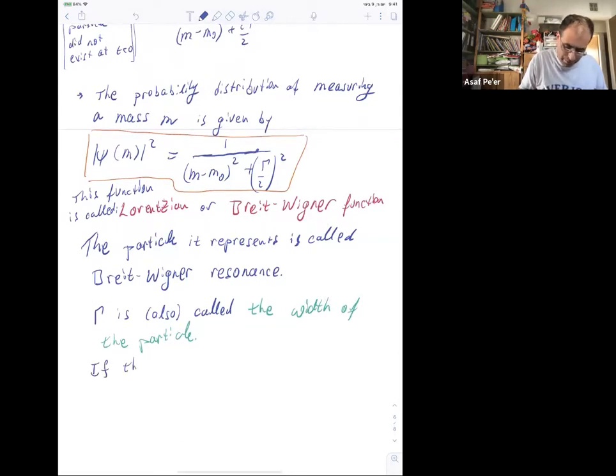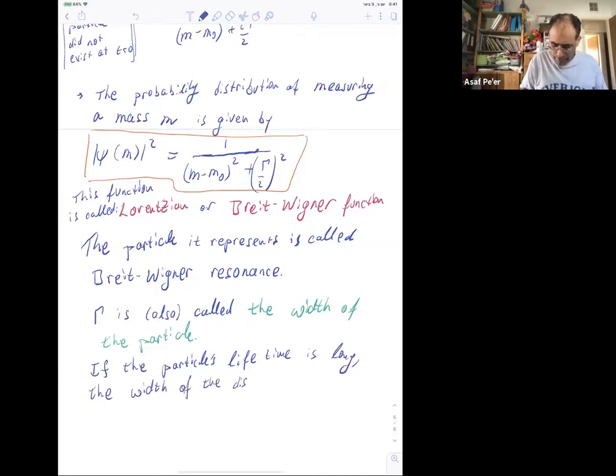If the particle's lifetime is long, then the width of the distribution is narrow, and vice versa.